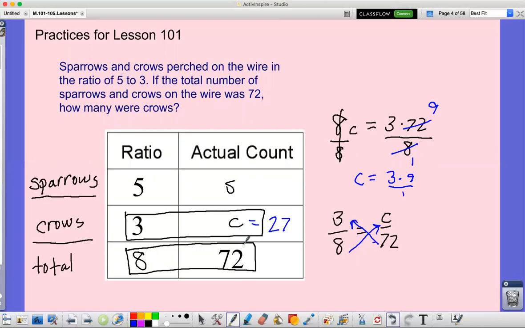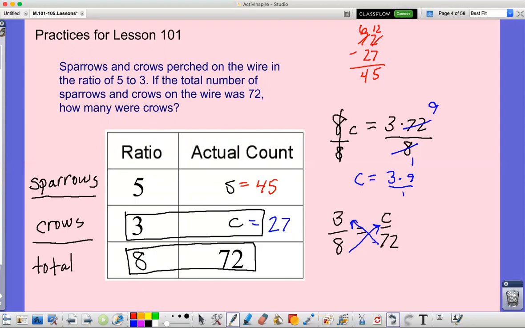That also tells us how many sparrows there are in a roundabout way. If we want to go ahead and complete that, we can do 72 minus the 27 to find out how many sparrows there were. And this would be 12, that'd be 5. So in this case, there'd be 45 sparrows. And just to double check, 45 plus 27 should be 72. And that'd be 60 plus 12, yes.